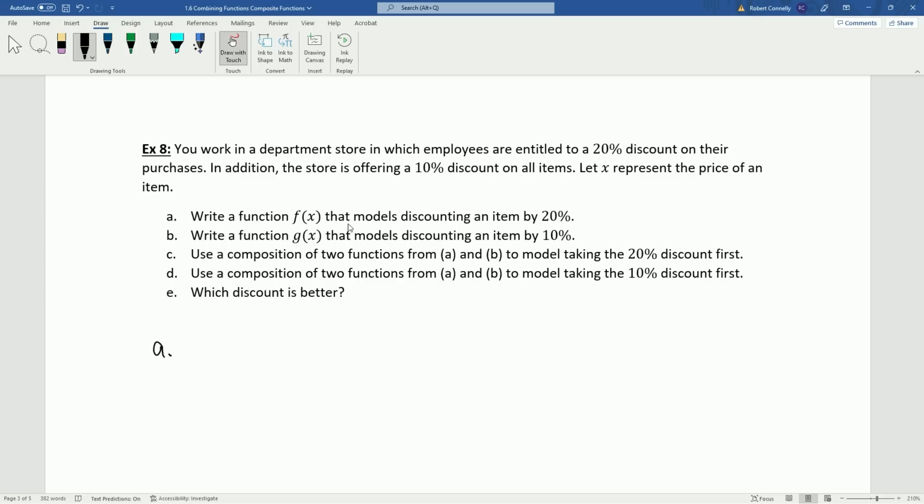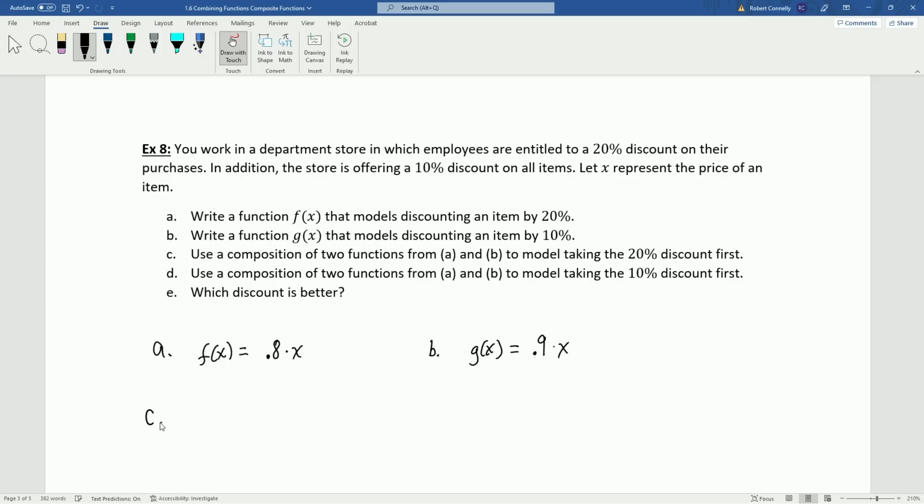Write a function, f of x, that models discounting an item by 20%. So the price of the item would then be 80% of its starting price, x. Right? So you're discounting 20%. 100 minus 20 is 80. In decimal notation, that's 0.8. And then for g of x here, we've got discounting an item by 10%. So that's just 0.9 times x.